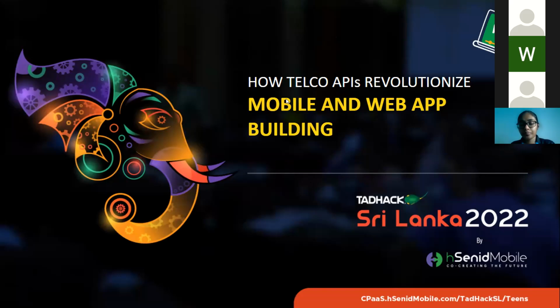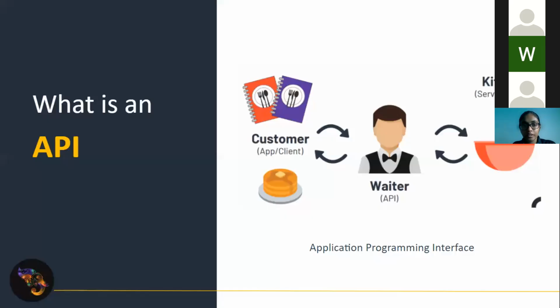So before we begin, let's actually look at what is an API. Today the topic is telco APIs in web and mobile apps, right? We will explain what is an API, and then we will explain what is a telco API. We will give some resources for you to access telco APIs, and Rukshan is there with me. Rukshan will take a particular use case and explain how it can be used, right? So that's the agenda.